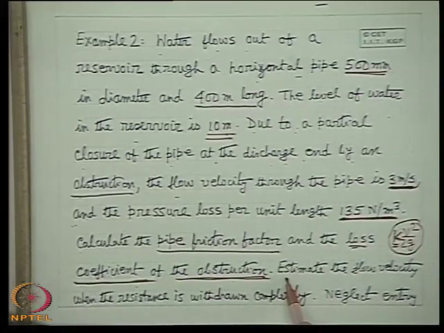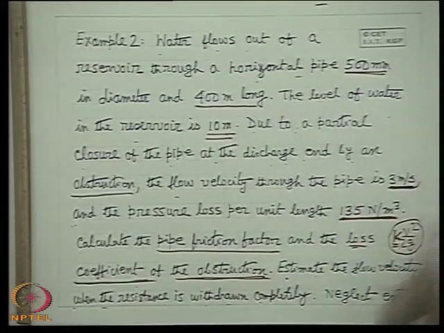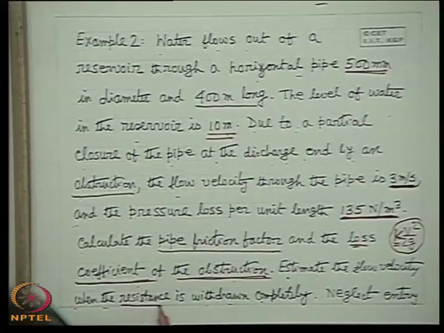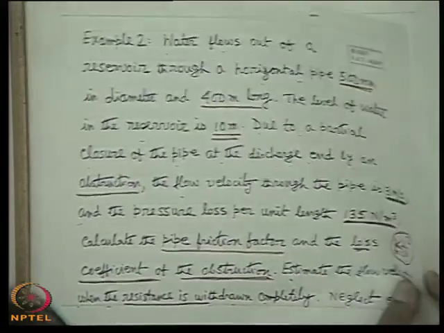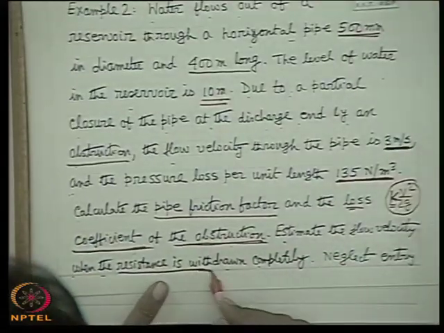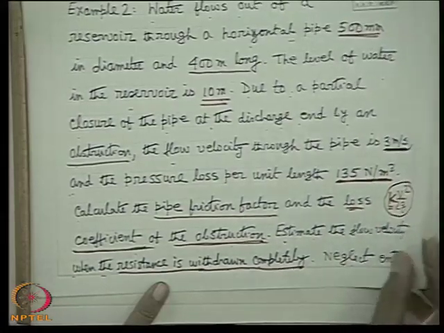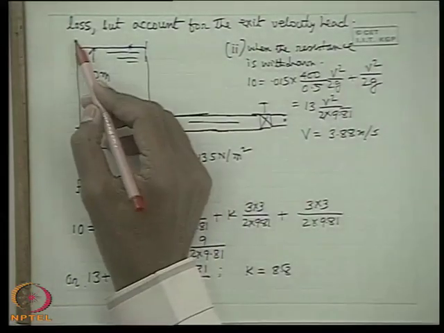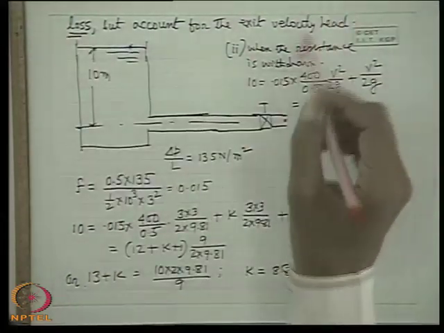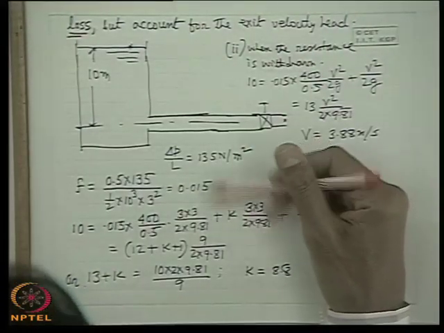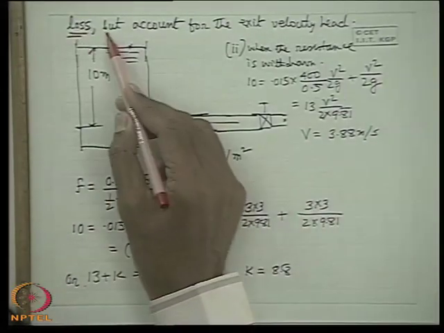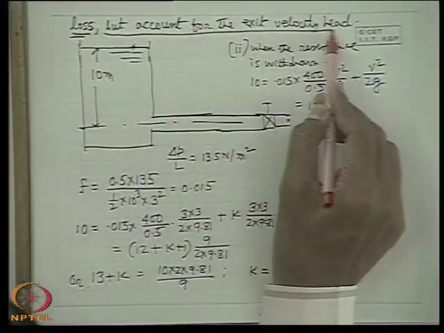The second part: estimate the flow velocity when the resistance is withdrawn completely. That means if the valve is widely open, there is no resistance given, so the resistance is withdrawn completely, then the flow velocity will definitely increase. So this is increase. Neglect entry loss. Yes, the problem tells us to neglect entry loss. I could have done it with the entry loss also, but I have not. Neglect entry loss, but account for the exit velocity here.